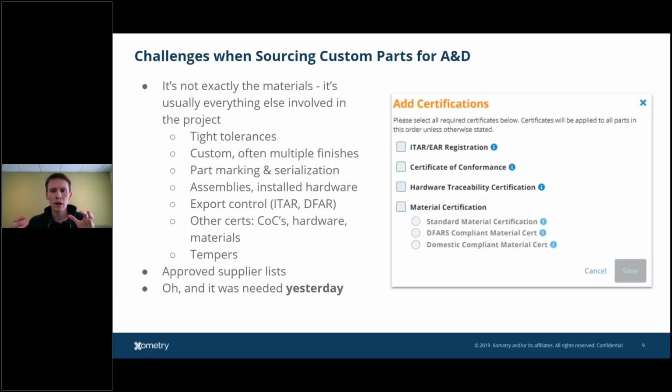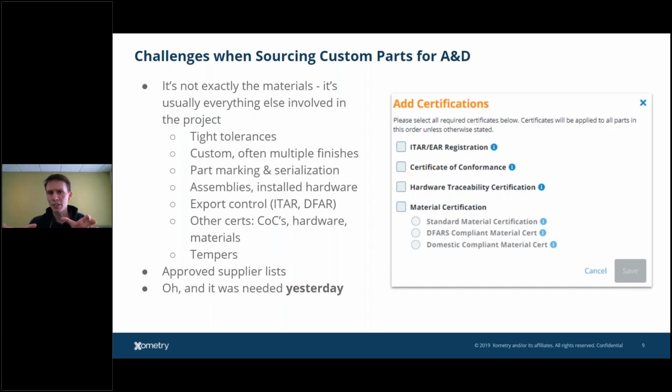But for sourcing custom parts for aerospace and defense, it's usually not just the material, right? It's more than that. It's usually things like tight tolerance, multiple finishes. A very common thing for me to do is a chem film on an aluminum machined part, and then a secondary process like an anodize, like a black anodize or hard coat anodize. You can add things like part marking. Does this need silk screening, laser marking, engraving? Is it stamp? Is it bag and tag?